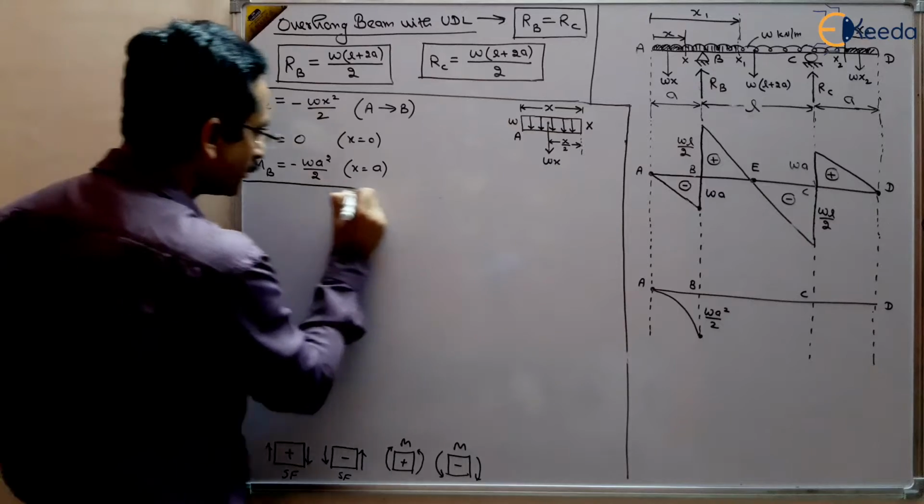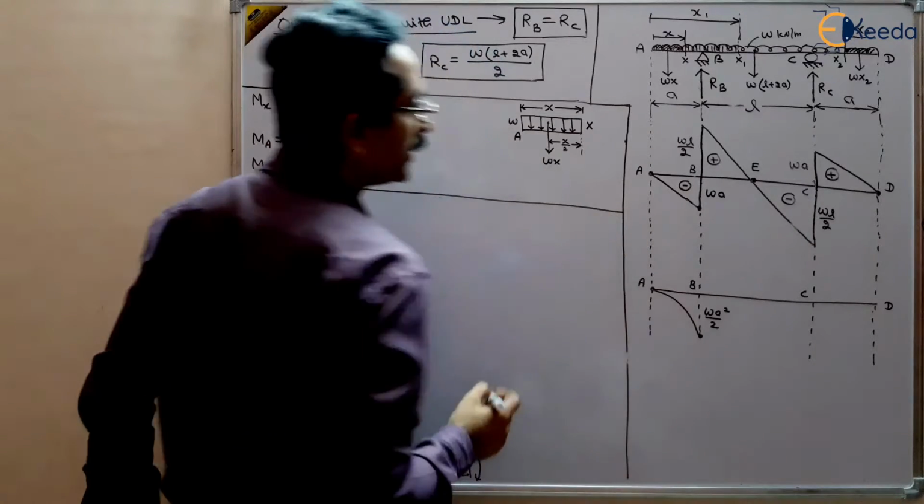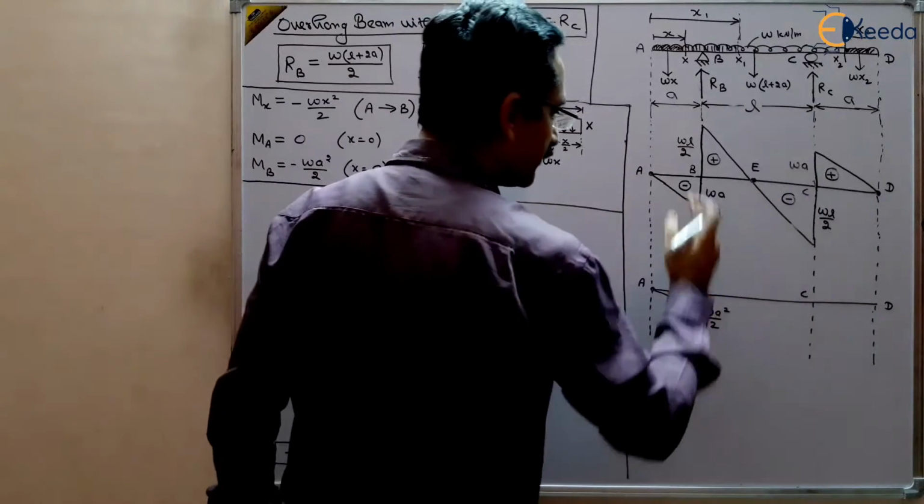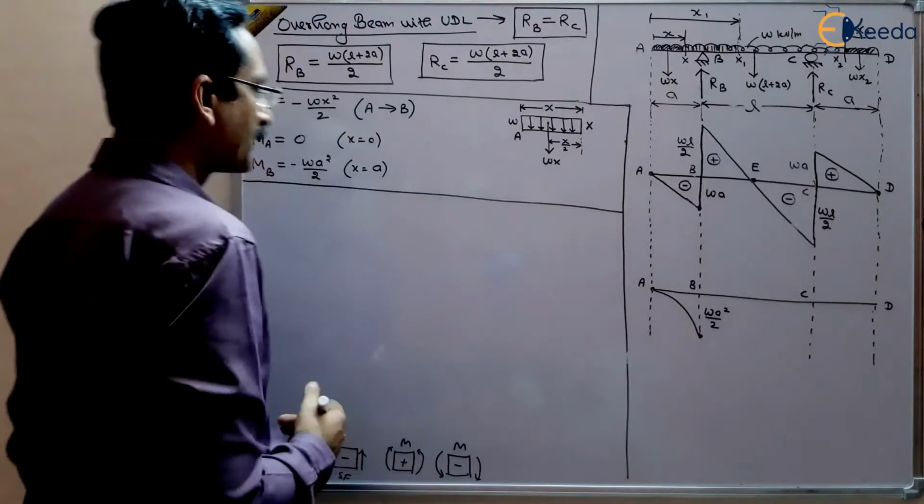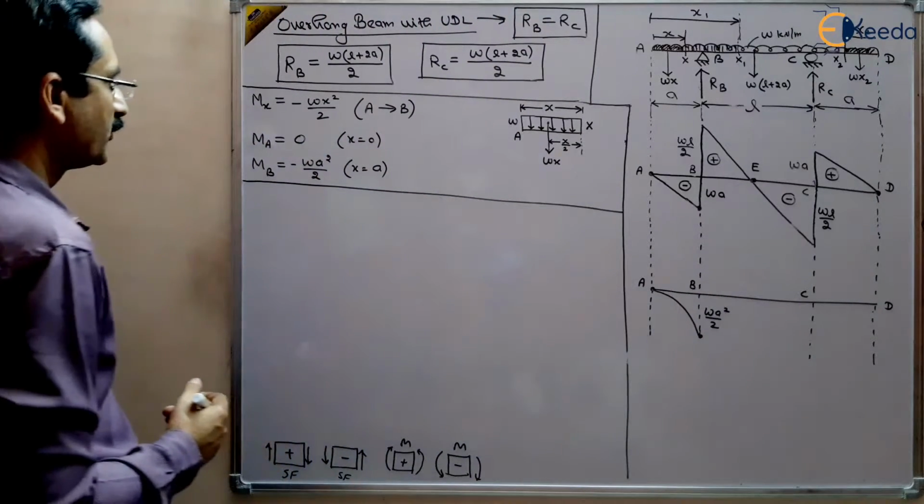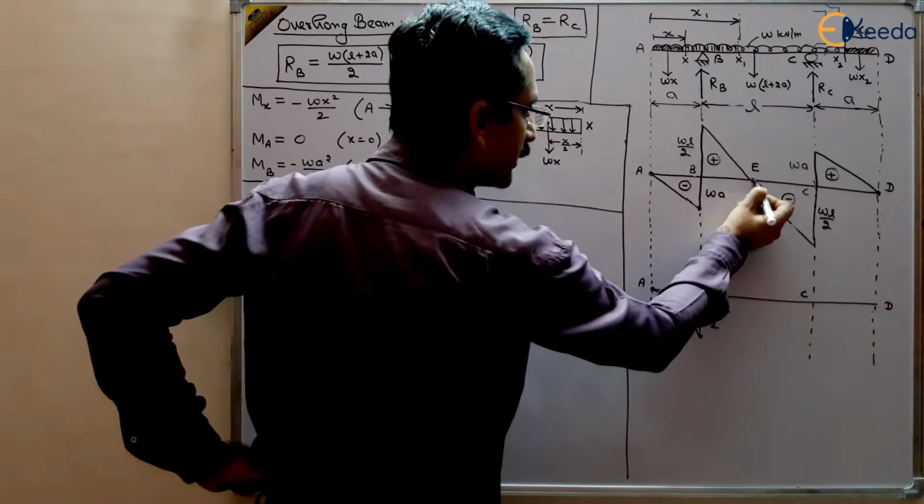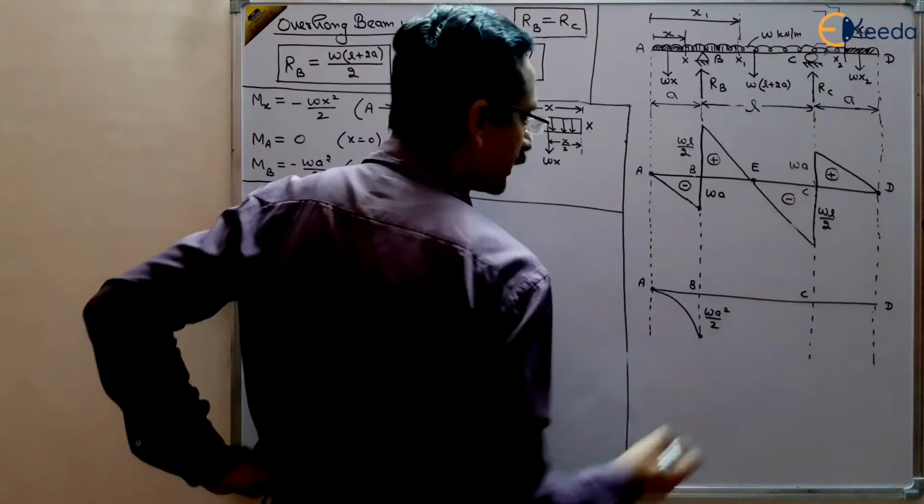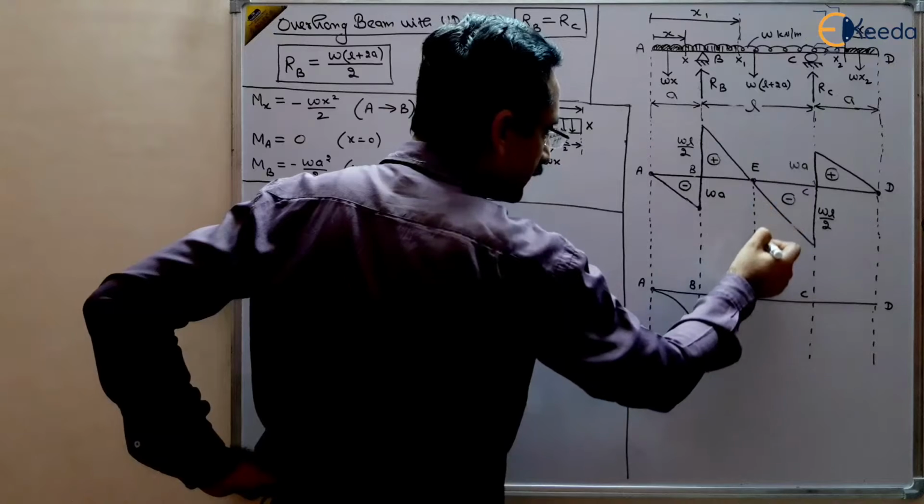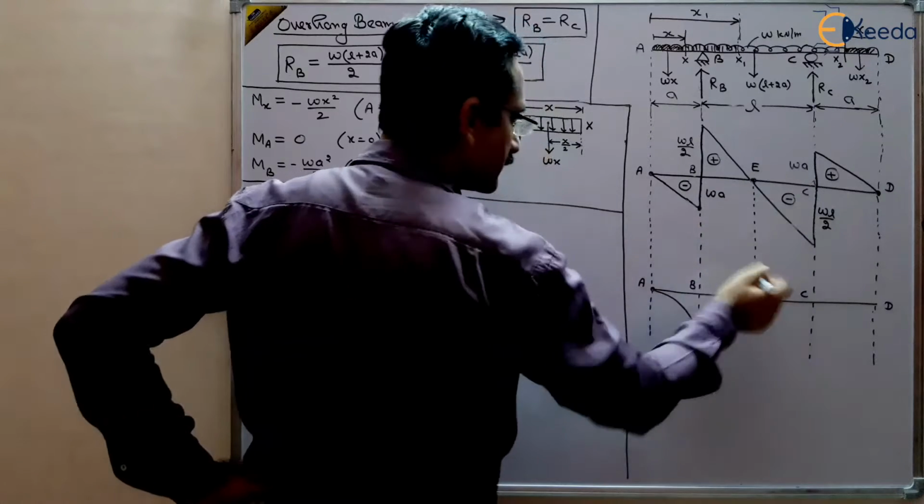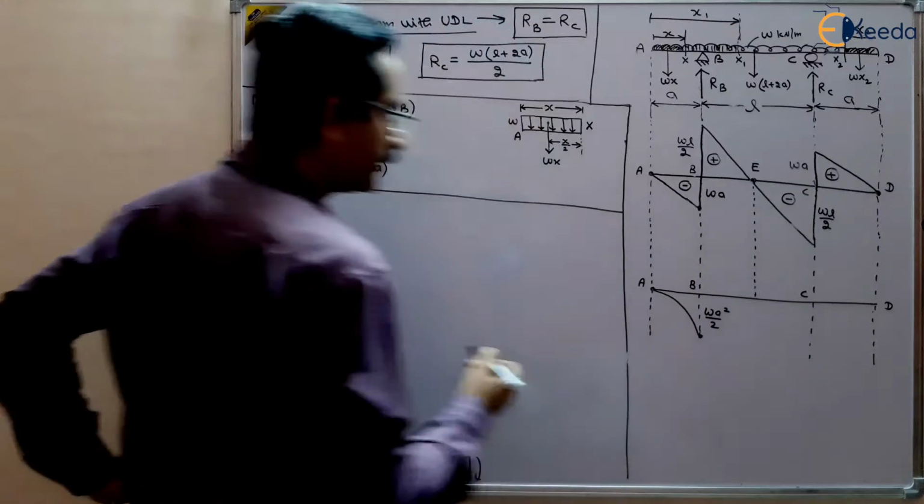Now we have to draw the bending moment between B and C. And you know that the shear force is 0 at this point. It means bending moment will be maximum at this point. So here you will get some maximum bending moment at the center of the beam, right?